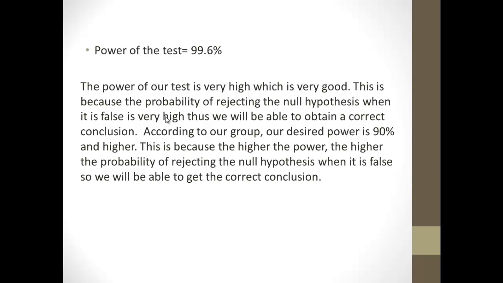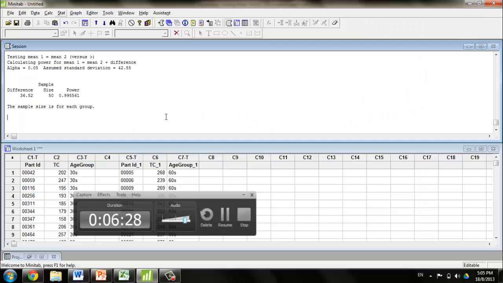The power of our test is very high, which is very good. This is because the probability of rejecting the null hypothesis when it is false is very high. Thus, we will be able to obtain a correct conclusion. According to our group, our desired power is 90% and higher. This is because the higher the power, the higher the probability of rejecting the null hypothesis when it is false, so we will be able to get the correct conclusion.